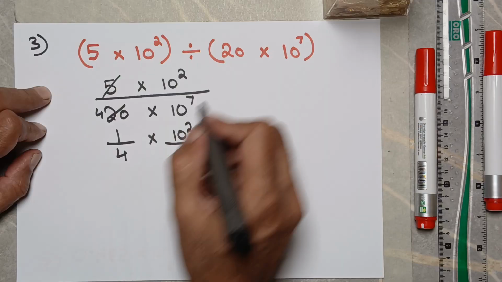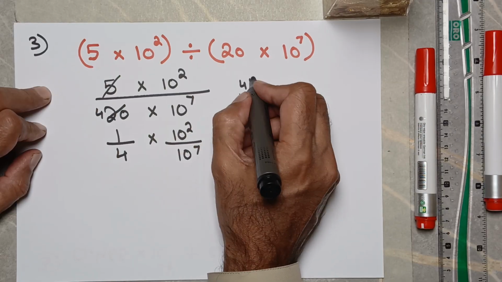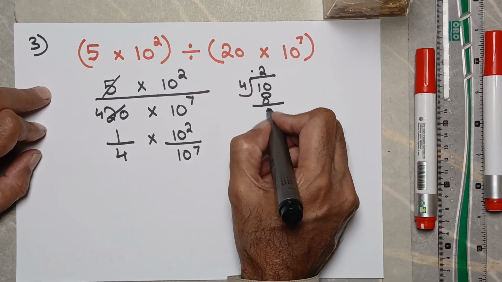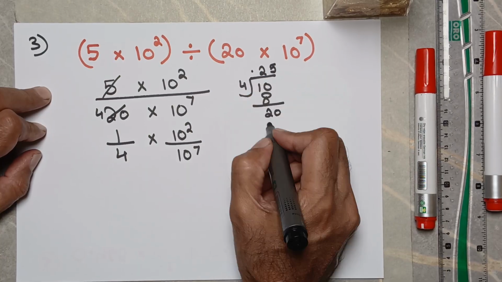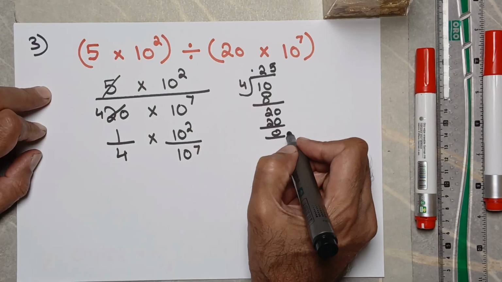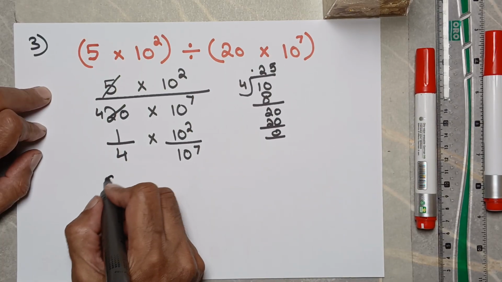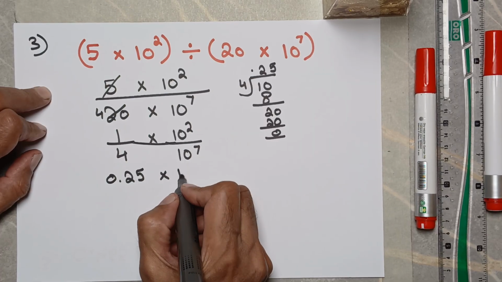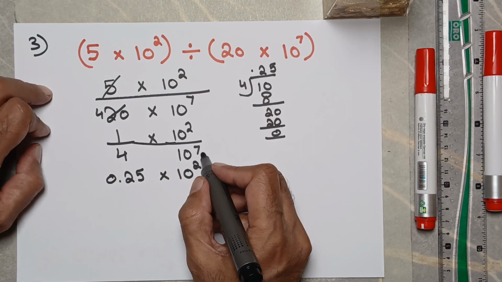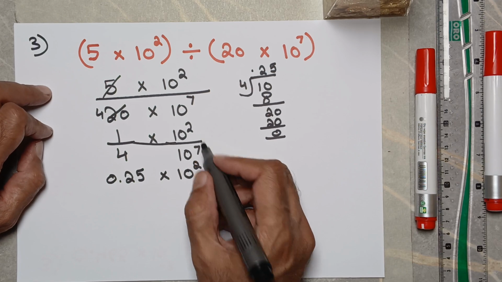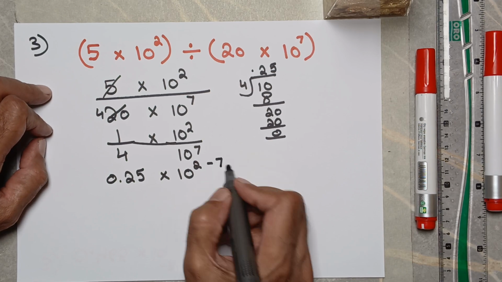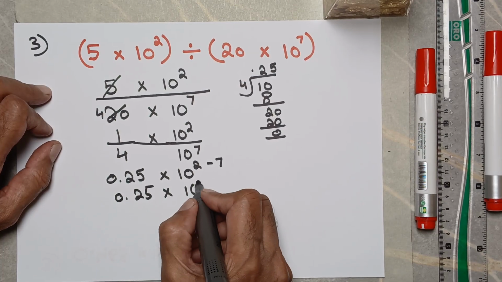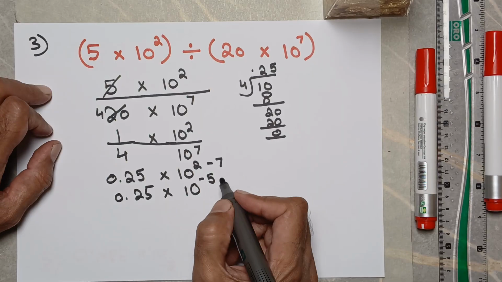Simply divide 1 by 4: 4 divided by 1, 0.0. 4 times 2 is 8. 2, 0. 4 times 5 is 20. Here the division stops. So 1 divided by 4 is 0.25 times 10 raised to the power 2. And when we shift this exponent 7 towards the numerator side, it will be 2 minus 7. So 0.25 times 10 raised to the power minus 5.